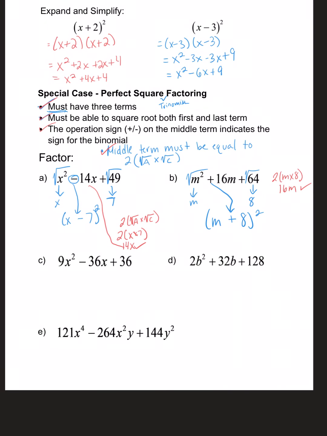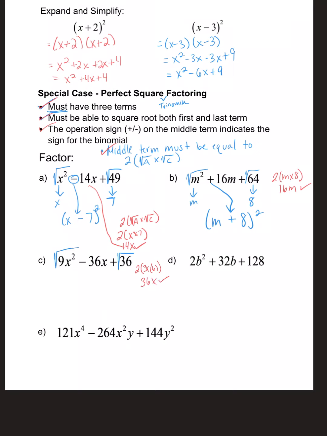All right, next example. We'll do our check again. So if we did the square root of our first term and the square root of our last term, those both look like square roots. So they also hold true when we do that little middle term check. So 2 times the square root of 9x squared is 3x, and the square root of 36 is 6. So 2 times 3 is 6. 6 times 6 is 36x. So does that line up with my middle term?